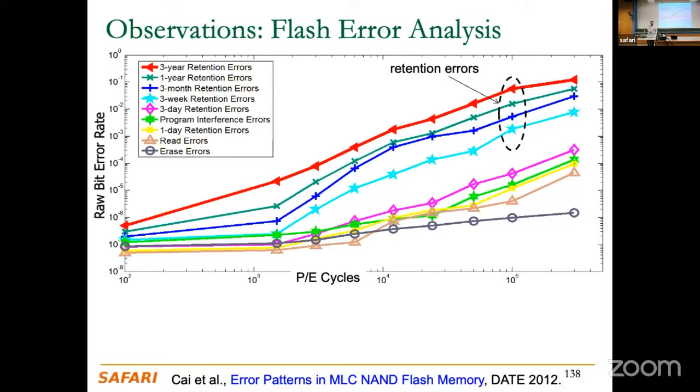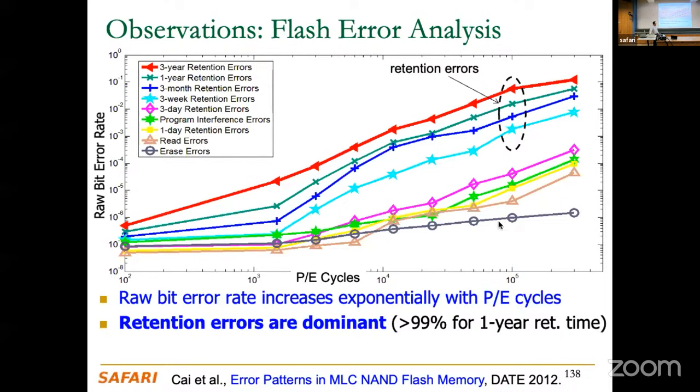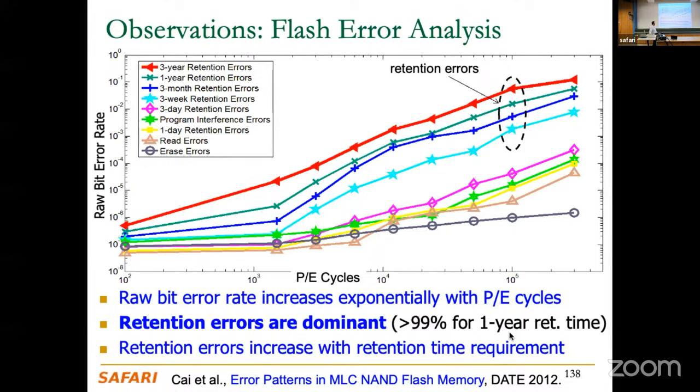So if you look at the files or the data reads that are old, like 3-year-old, 1-year-old, 3-month-old, 3-week, 3-day, you can see that these top ones are actually quite old, and they suspect that these are the retention errors. So raw bit error rate increases exponentially with program erase cycles, yes. And retention errors are dominant, more than 99% for 1-year retention time. Retention errors increase with retention time requirement.